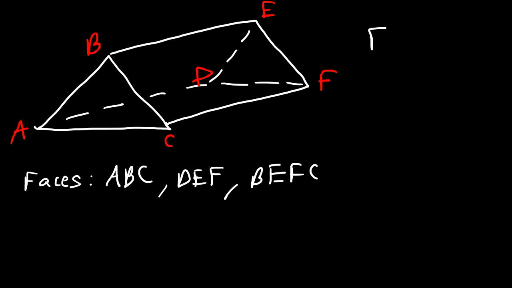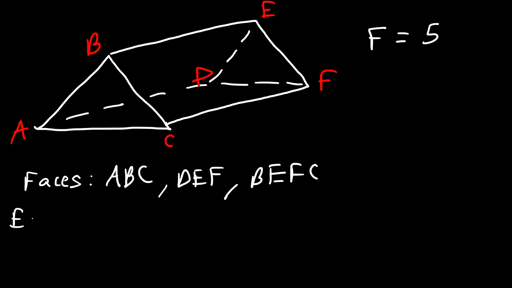Now let's calculate the total number of faces. So the first one, as you said, was ABC. The second one, DEF. The third, BEFC. Now a fourth one is the one on the bottom, ADFC. And then the one on the back left, ABED. So that's the fifth one. There's a total of 5 faces in this figure.